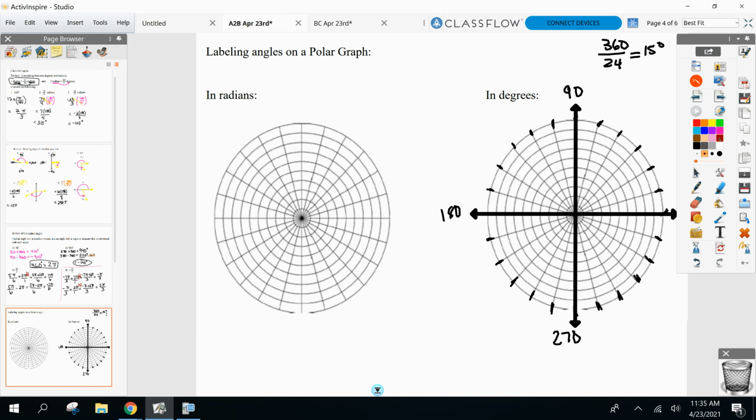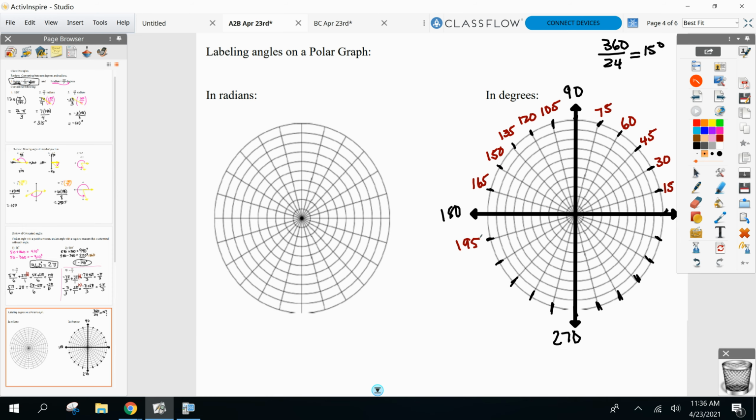So everyone ready with me? 15 degrees, 30. I just keep adding 15 degrees now. This is 45. This is 60, 75, and look where we come to. There's good old 90. 105, 120, 135, 150, 165, and there's 180. Each marking represents 15 degrees on the polar grid.